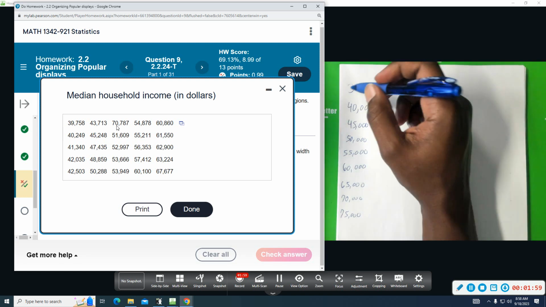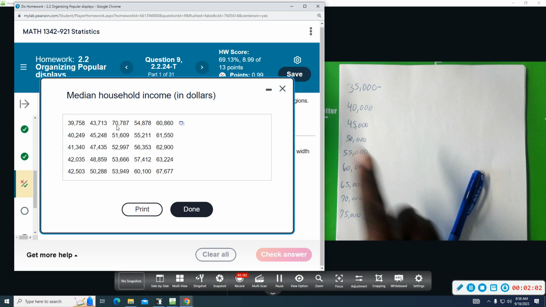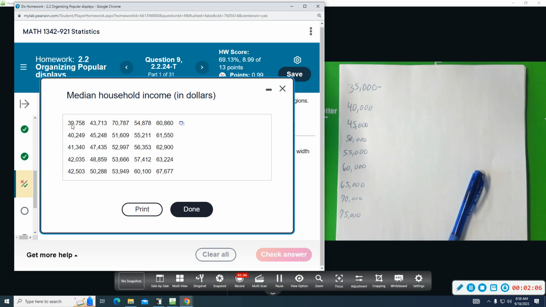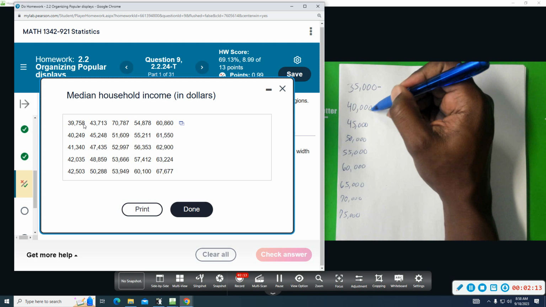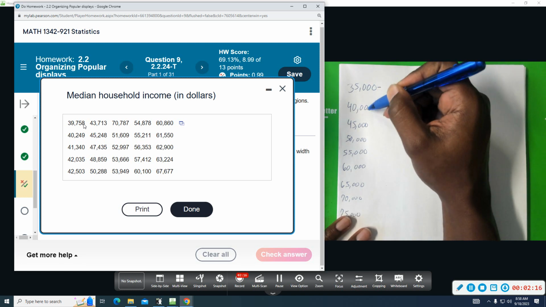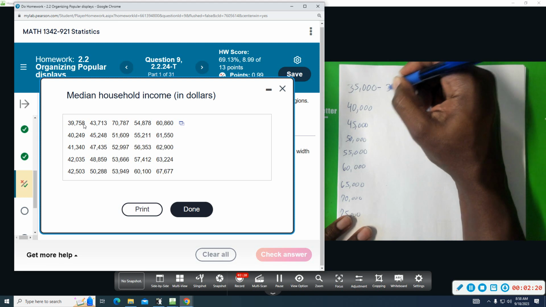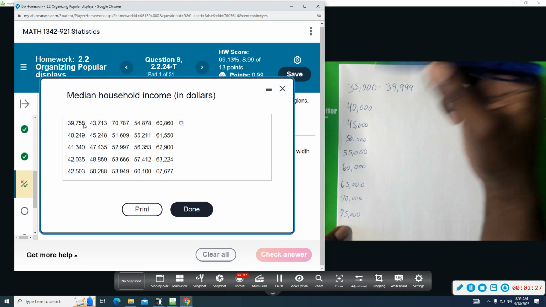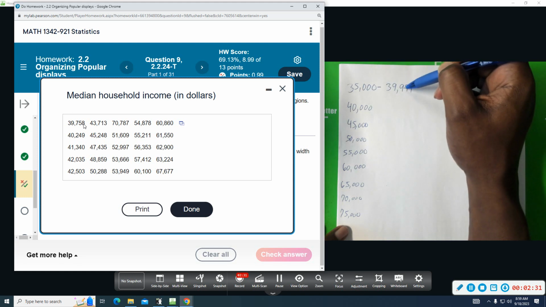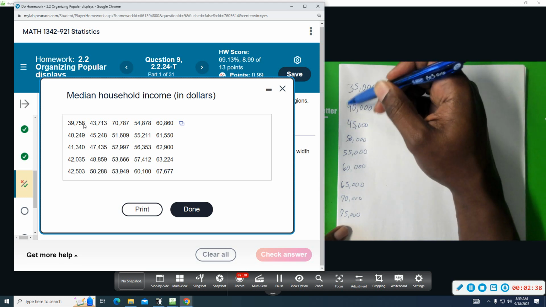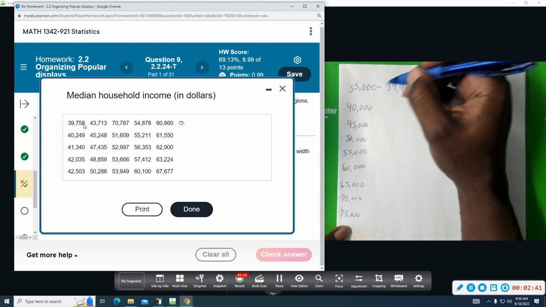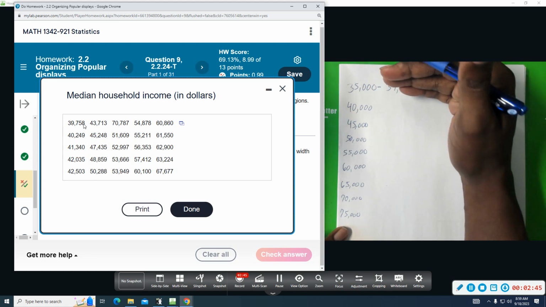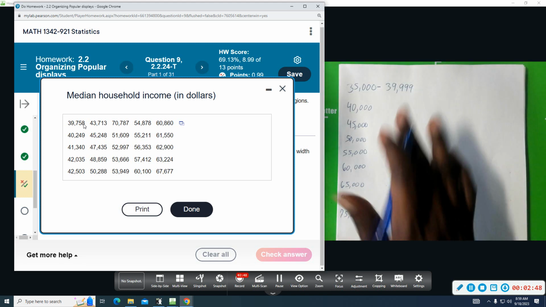Okay, the upper limit, what we usually do is subtract 1 from the smallest place value. So if you look at these dollar values, the smallest place value is the ones. So if I were to subtract 1 from the next lower limit, that would give me 39,999. We do this so we don't have overlapping classes. If you were to write 35,000 to 40,000, and then this one started at 40, we wouldn't know which class to classify a number that had a median household income of 40,000. So we subtract 1, and that's how we get it. And then you can just go down this column and add 5,000, and you'll get all your upper limits.